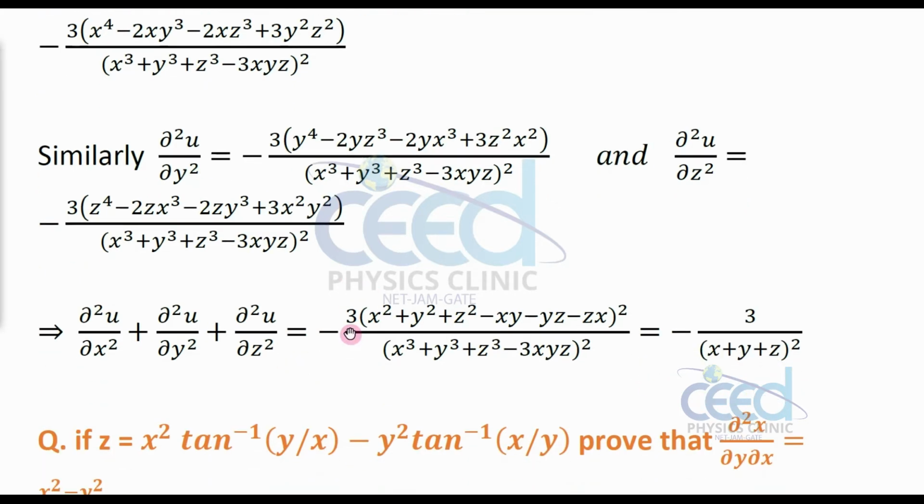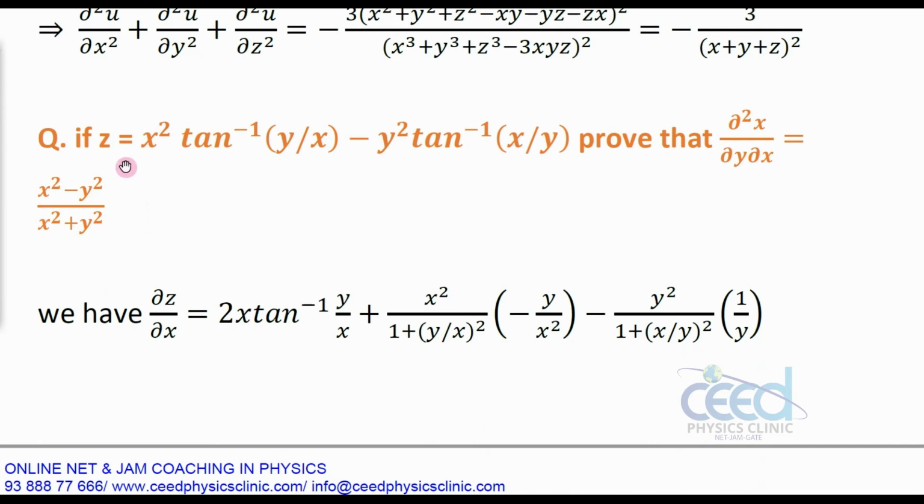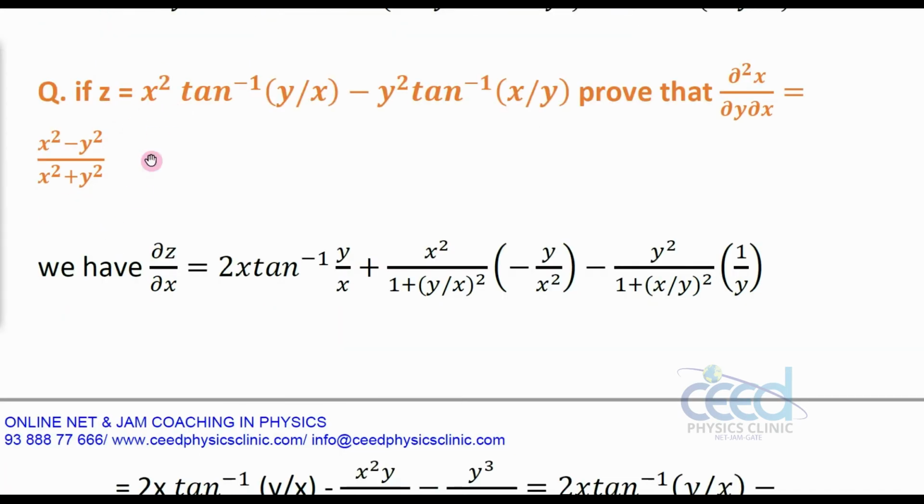minus 3 by (x plus y plus z) the whole square. Now another question is, if z is equal to x square tan inverse y by x minus y square tan inverse x by y, prove that ∂²z/∂y∂x is equal to (x square minus y square) divided by (x square plus y square). So what is ∂z/∂x?